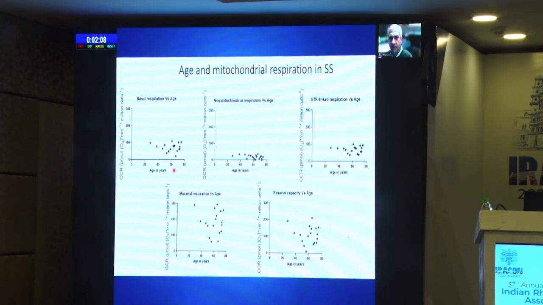We plotted the individual values of basal respiration, non-mitochondrial respiration, ATP-linked respiration, maximum respiration, and reserve capacity against age, and we found that there is no clear pattern, and we think the effect seen is totally due to the disease.